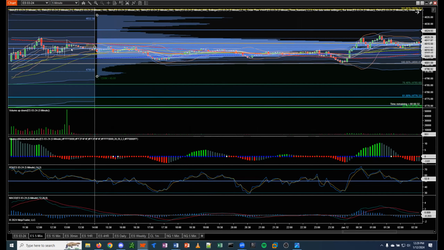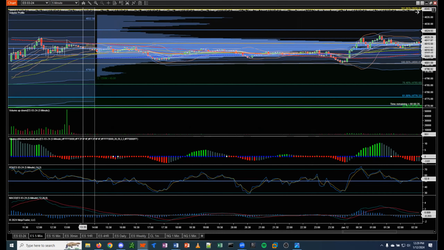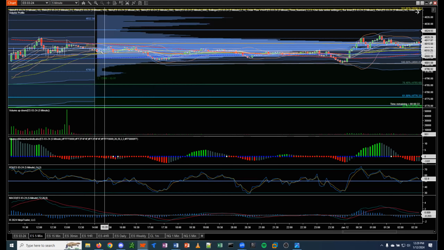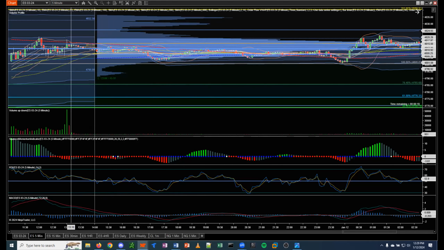You got a horizontal line. I think you need vertical. Yeah, you can't see it because of volume, but this zone right here is where you would want price action to be. You want it above it.